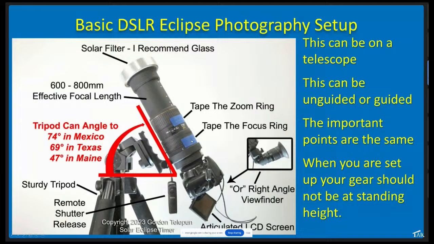You either have to have an articulated LCD screen or a right angle viewfinder because it's hard to look up the camera when it's pointed 60 degrees in the sky. And so these are very important, because I'm going to tell you, when you set up your gear, you should not be standing. You should always work eclipse photography sitting or kneeling.